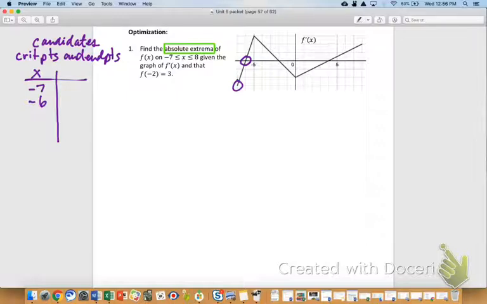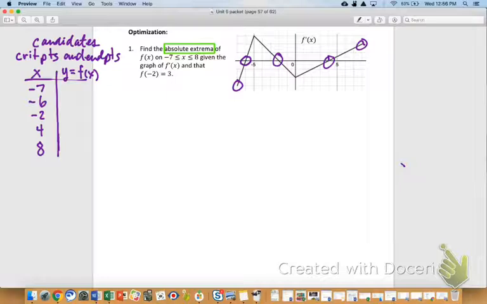-2 and 4. Good. And then, so that's this one here and that one there. And then the last candidate would be x equals 8. So those are all of my candidates. And I'm going to be trying to figure out what's the highest y value and what's the lowest y value. Once I figured those things out, I'll be finished.